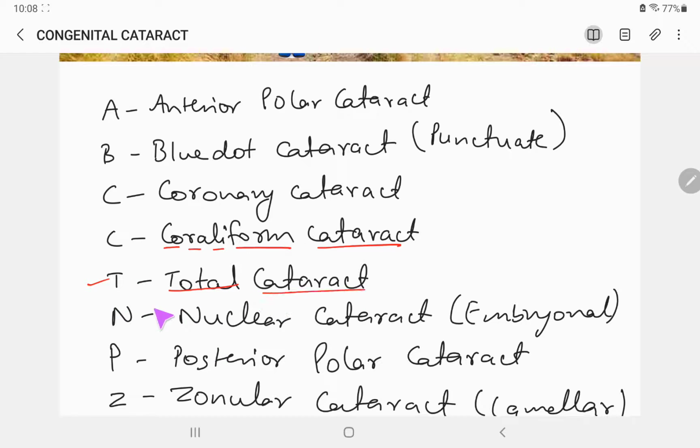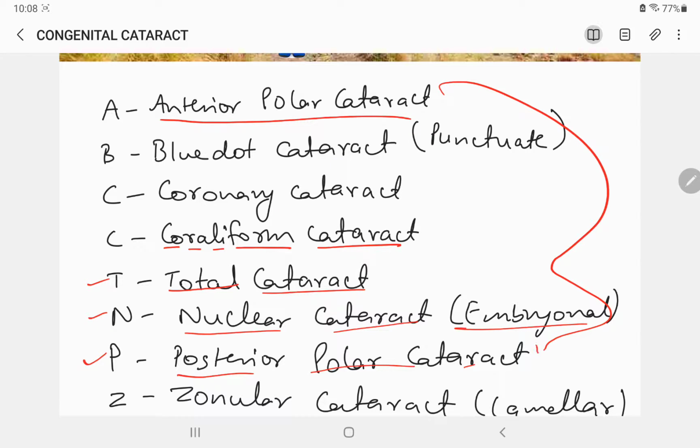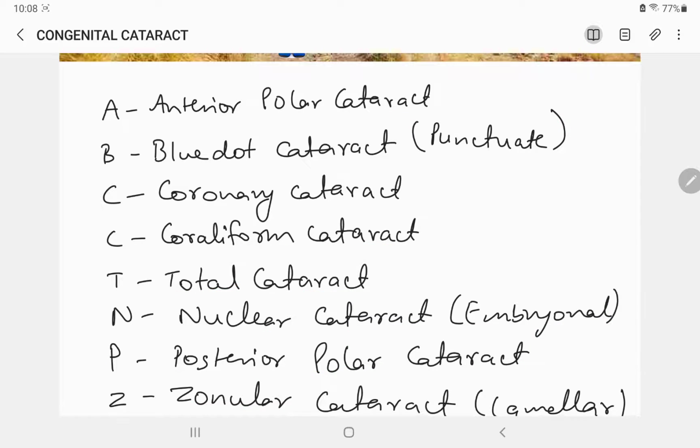T means total cataract, N means nuclear cataract, which is also embryonal cataract, related to the developmental process of the lens. That's another topic. And P, we will read in anatomy. Maybe I will make a video about the anatomy of the capsule and lens. Another is posterior polar cataract. Here is anterior polar, so if there is anterior, there should be posterior. Then the zonular cataract, also known as lamellar cataract.